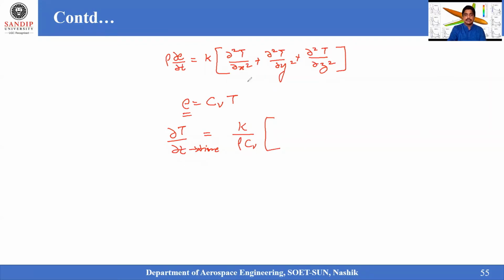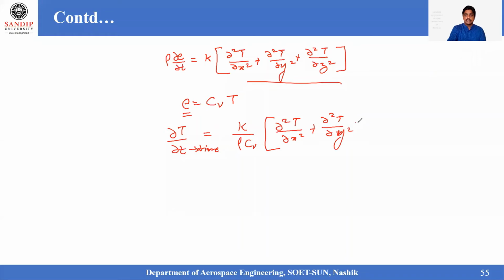So can I write this complete equation with ∂² terms? Let me take some constant value of this one. Can I write it as ∂²T by ∂x²? Okay, let me write it in the expanded form only: ∂²T by ∂x² plus ∂²T by ∂y² plus ∂²T by ∂z². So let me write it in the expanded form.